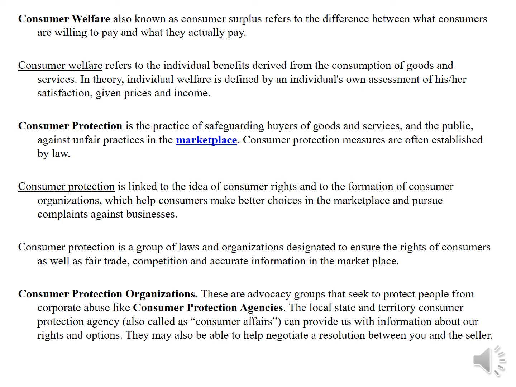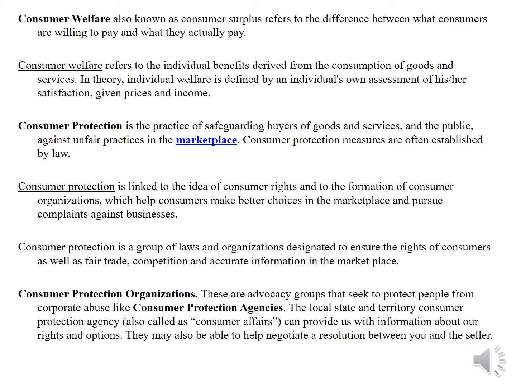Consumer protection is the practice of safeguarding buyers of goods and services and the public against unfair practice in a marketplace. Consumer protection measures are often established by law. Consumer protection is linked to the idea of consumer rights and to the formation of consumer organizations, which help consumers make better choices in the marketplace and pursue complaints against businesses.